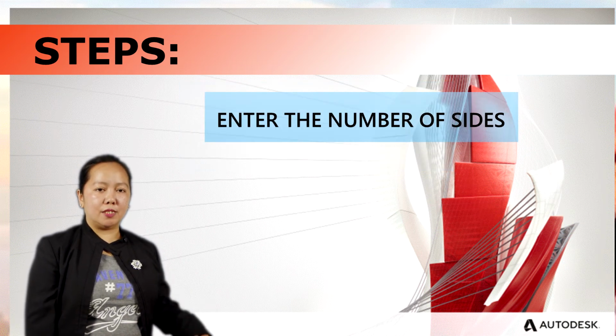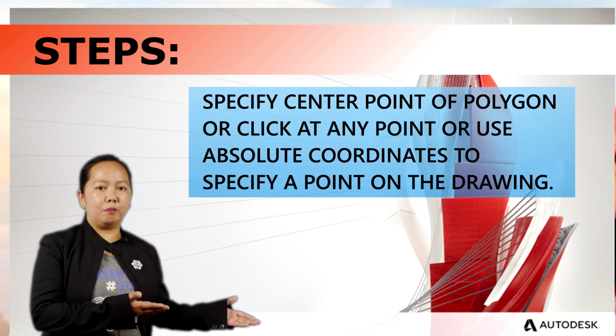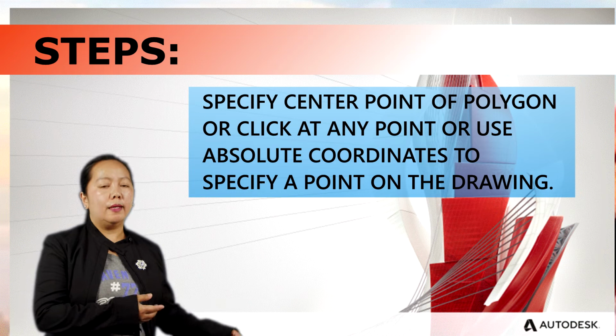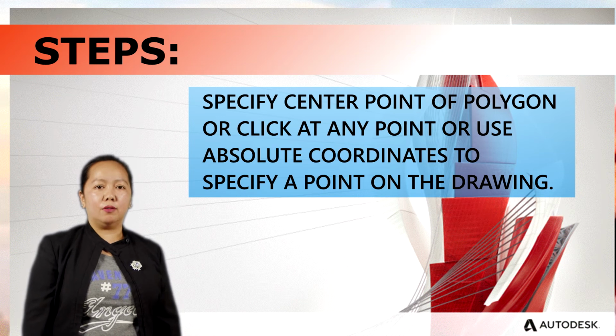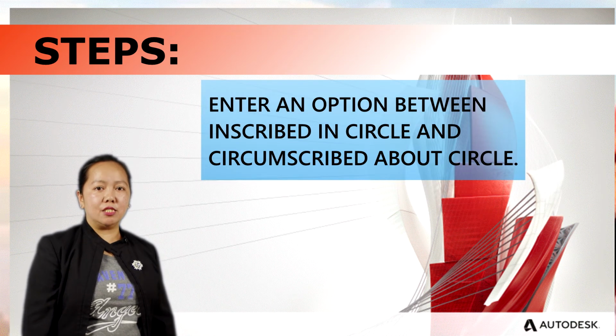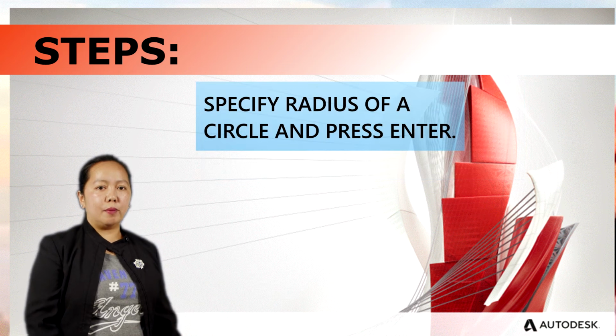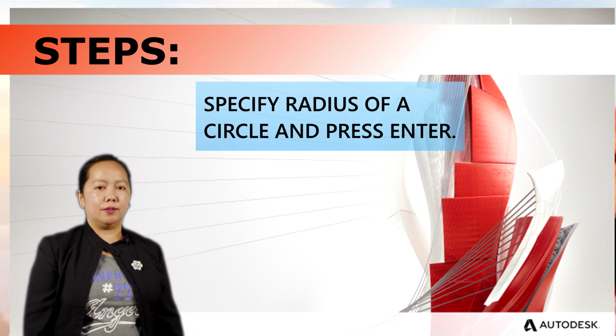Enter the number of sides. Specify center point of polygon or click at any point or use absolute coordinates to specify a point on the drawing. Enter an option between inscribed in circle and circumscribed about circle. Specify radius of a circle and press enter.